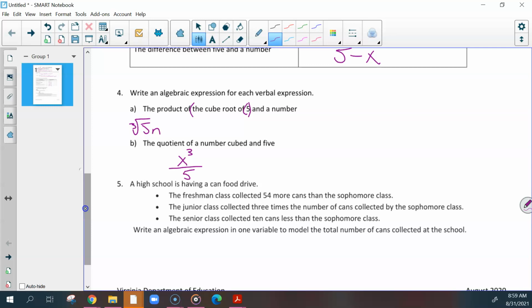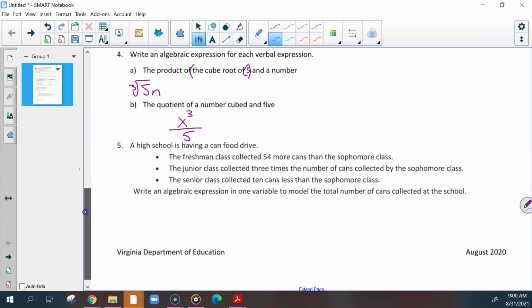Cubed and cube root are two different things. Cubed is raising something to the 3rd power. Cube root is like a square root, but with a 3. So, yes.